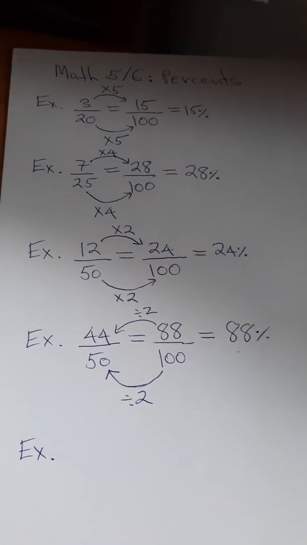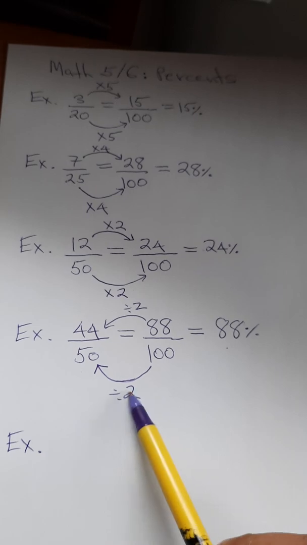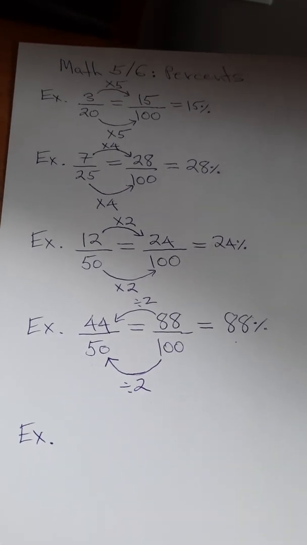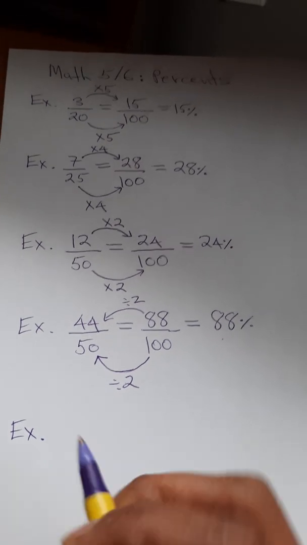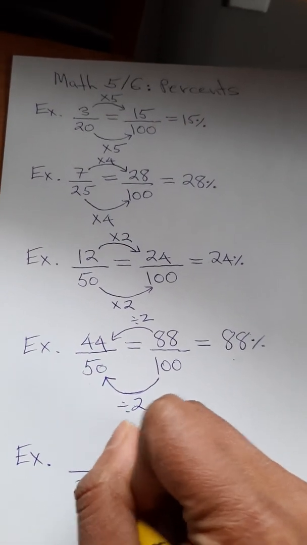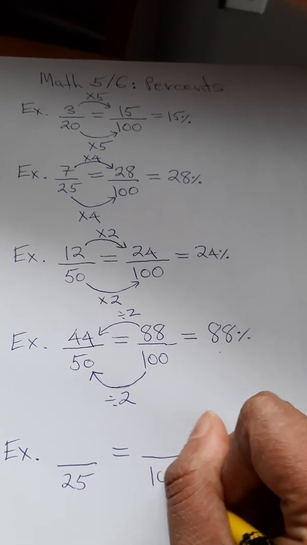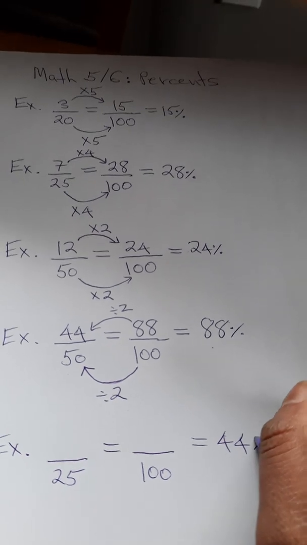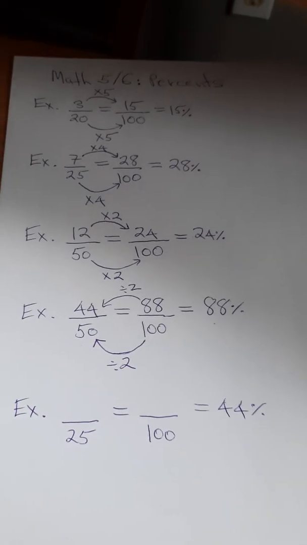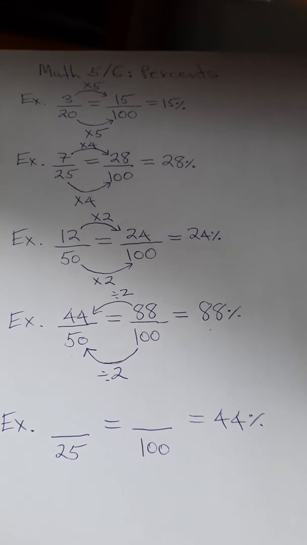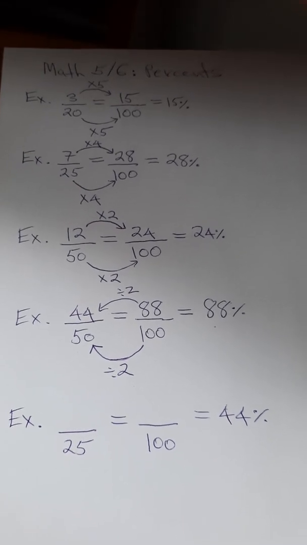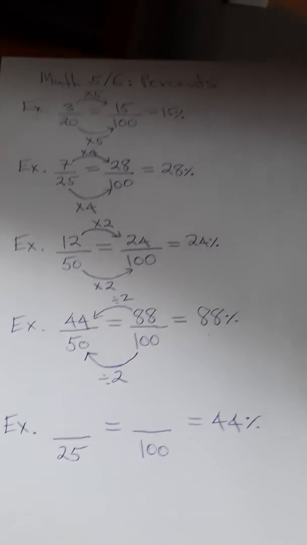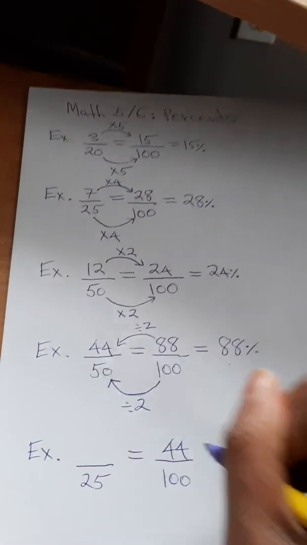Are there any questions? Make sure you're just going backwards. The only thing that's different in this last example is that we are dividing to get the fraction. So let's try this one. This is over 25, and then over 100, and this is 44%, which is given in the question. So it's going to be basically 44 over 100.